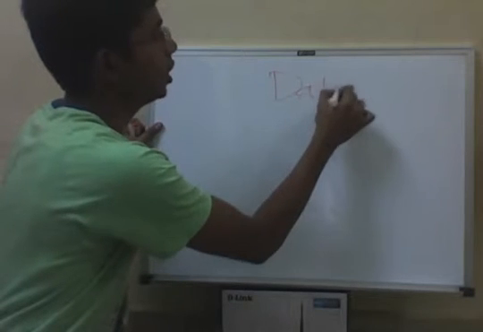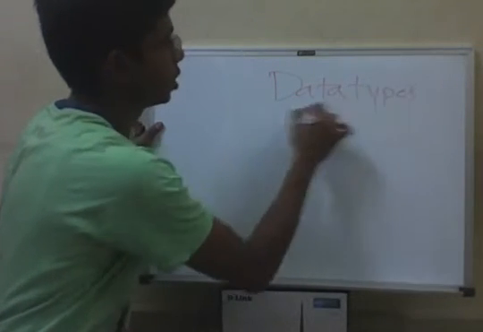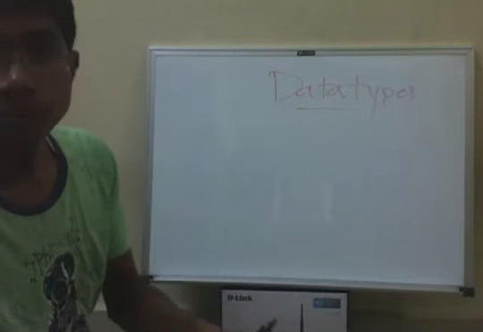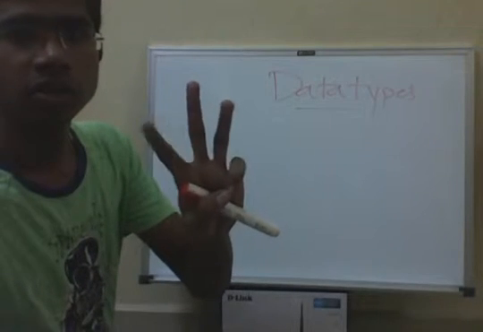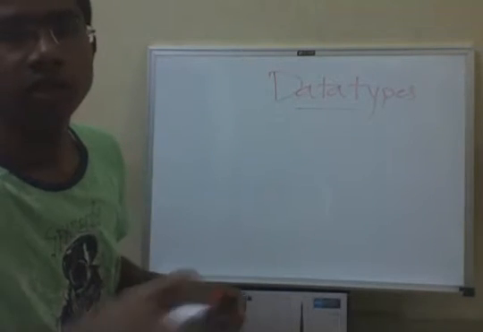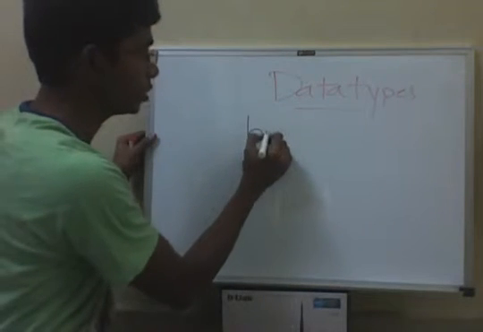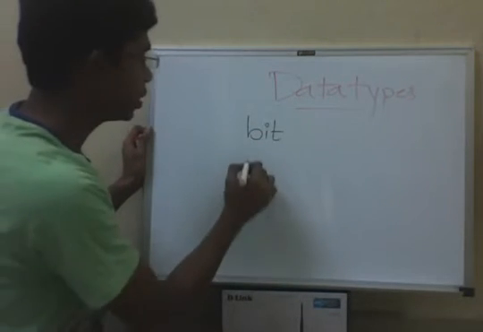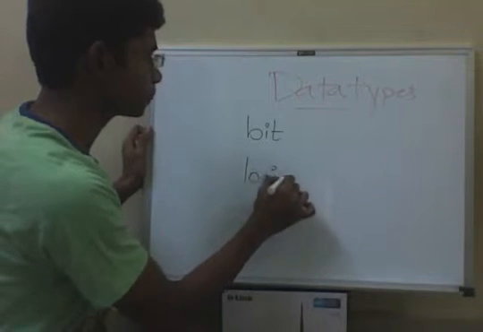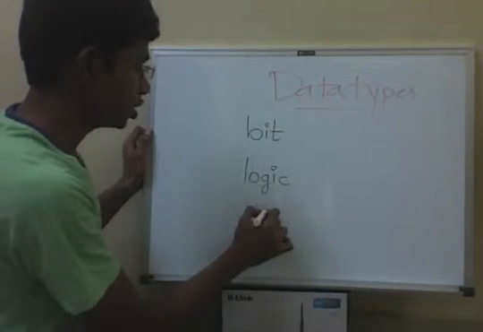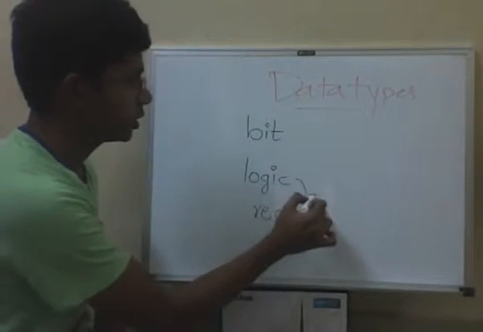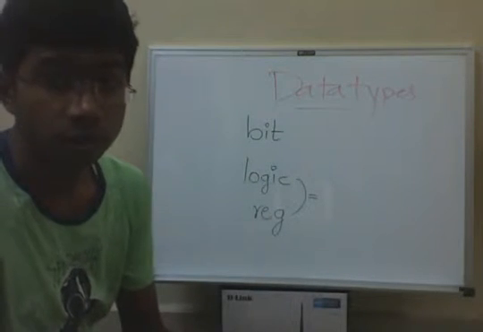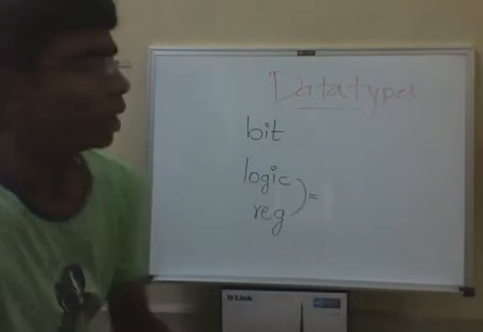So if you say the data types in SystemVerilog, there are three basic data types. First one is bit, second one is logic, and third one is reg. So these two are exactly equal. If they both are equal, why different names?